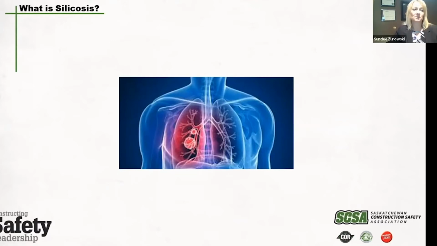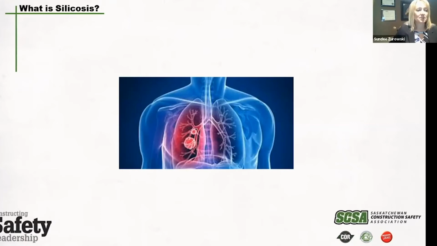Silicosis is caused when crystalline silica particles less than 10 microns in diameter are inhaled and deposited into the lungs. This is respirable silica. Lung tissue reacts by developing lumps and scarring around the trapped silica particles.